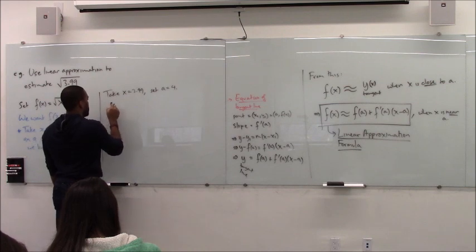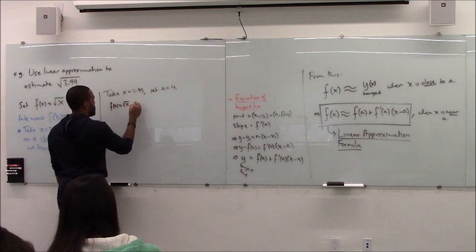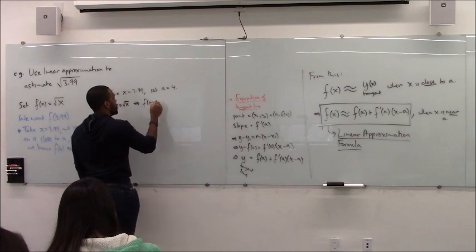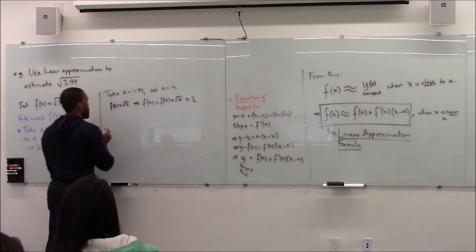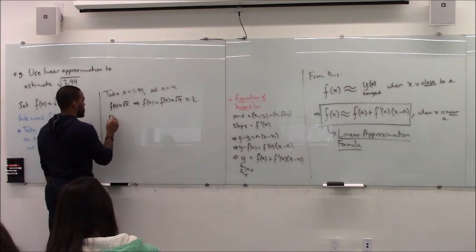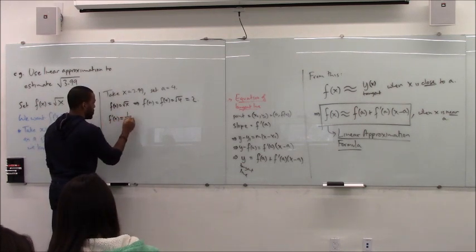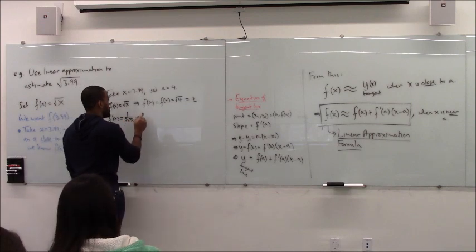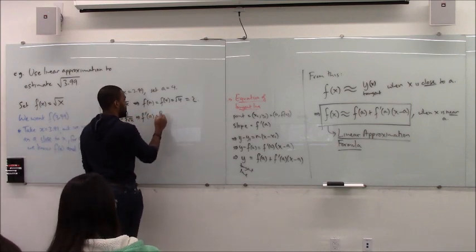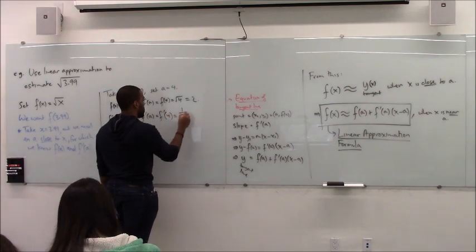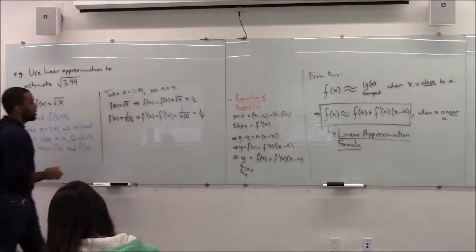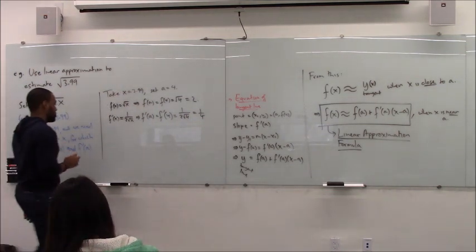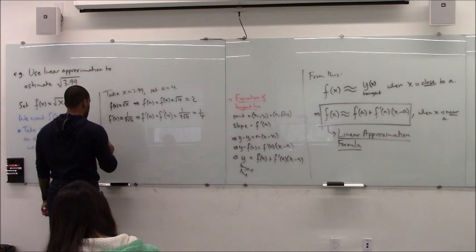Then, if your f of x is the square root of x, this means your f of a would be f of 4, which is the square root of 4, which is 2. And your f prime of x, which by now we should know, is 1 over 2 radical x. This means your f prime at a is f prime at 4, which is 1 over 2 radical 4, which is a quarter. And so now we can plug into our formula.